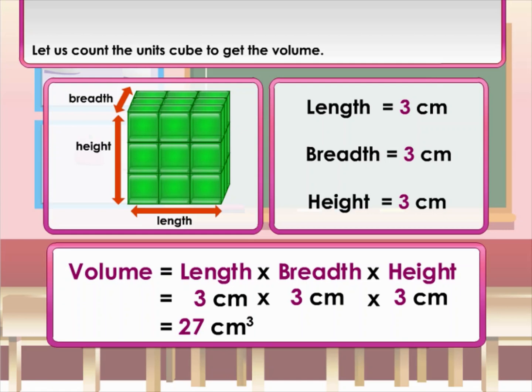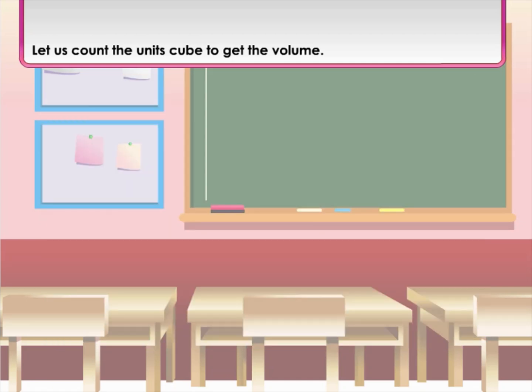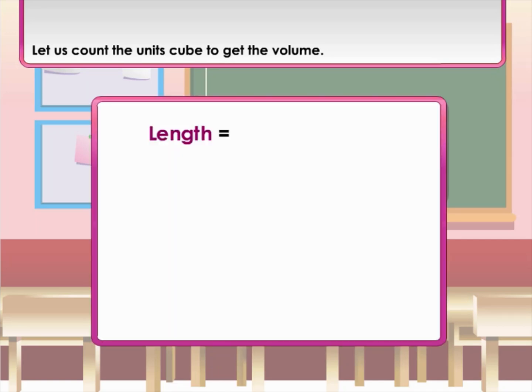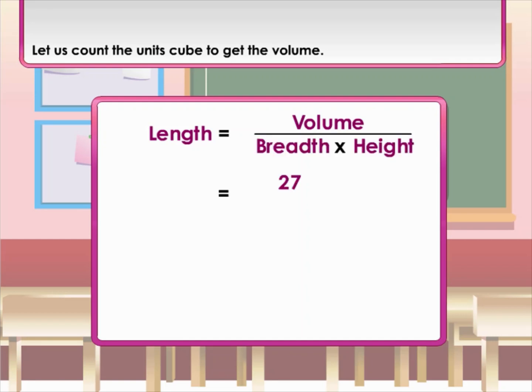Do you know how to find one of the dimensions if you're given the volume and other 2 dimensions? Let me show you one example. To find the length, you have to divide the volume by the other 2 dimensions. So, 27 over 3 times 3 will give you 27 over 9. 27 divided by 9 will give you 3.